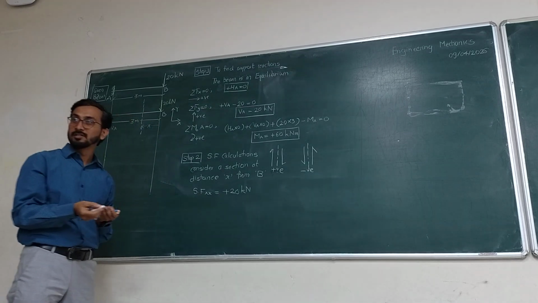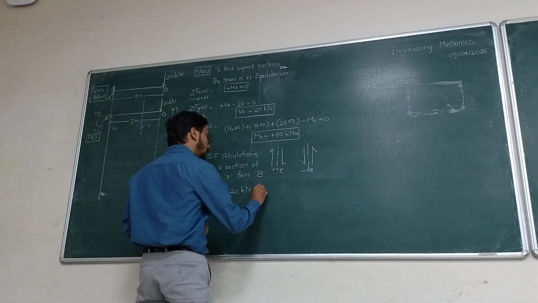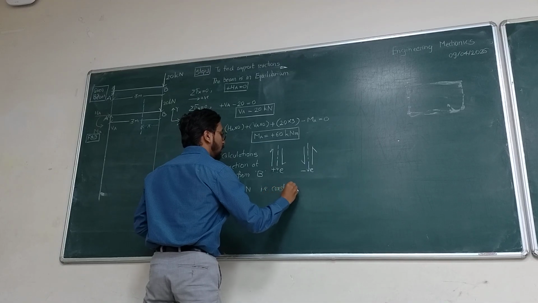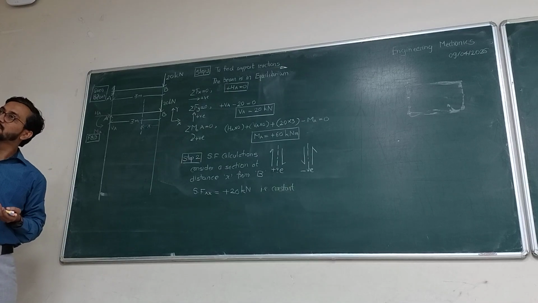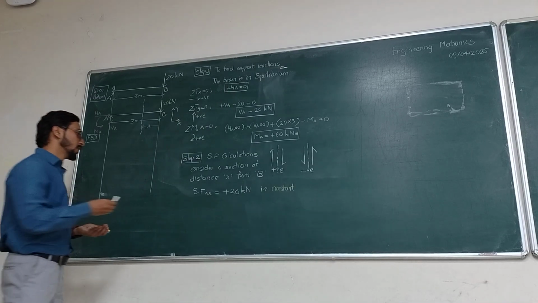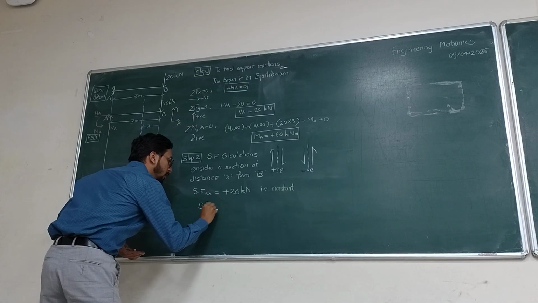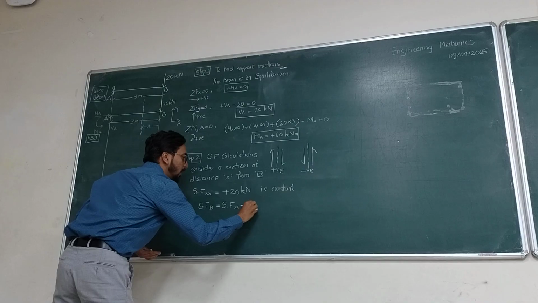Is there any equation? No equation. What does this mean? That is constant. So shall I write directly shear force at B and shear force at A? It is the same. What is that value? So shear force at B is equal to shear force at A is equal to plus 20 kN.